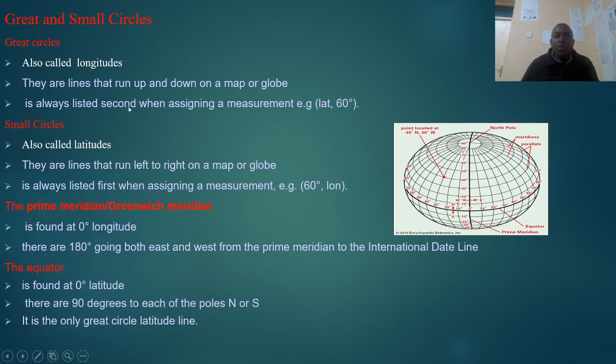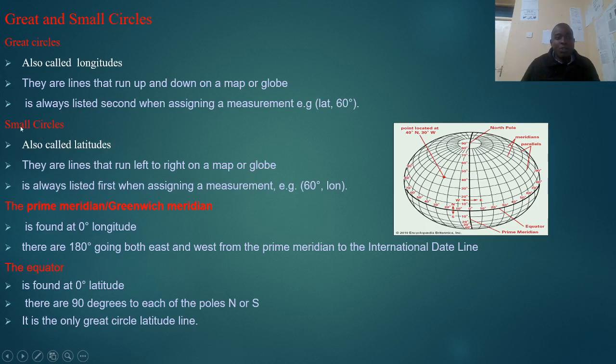And they are always listed second when assigning a measurement. For instance, like coordinates, we say XY. In this case, for locating points on the globe, we use latitude followed by a longitude. So on a Cartesian plane, we use XY, and on the globe, we use latitude followed by a longitude. Like in this case, the longitude is 60 degrees.